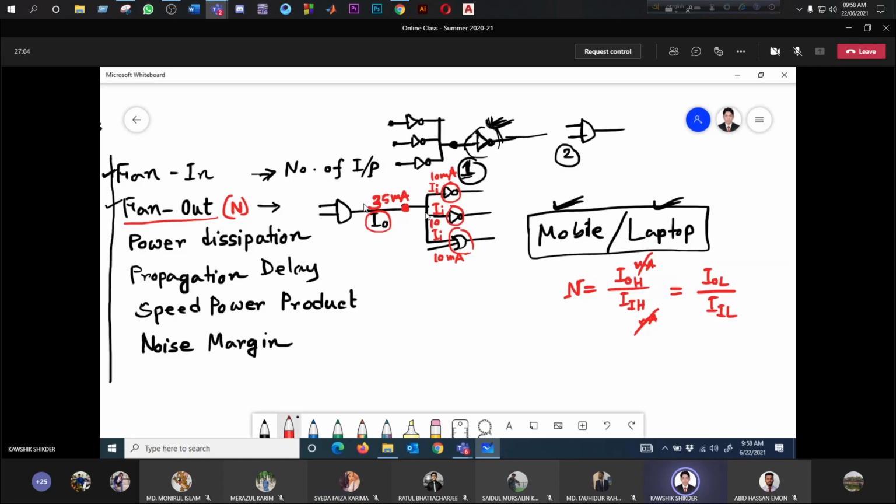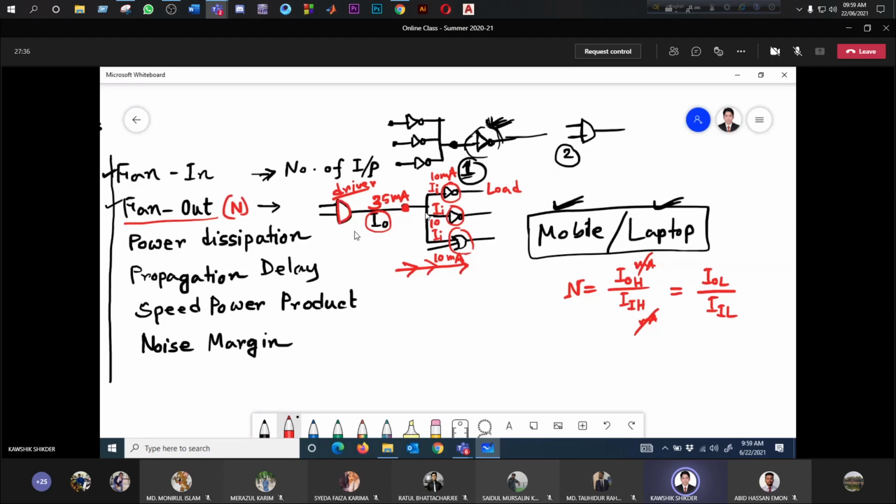So this is known as the driver gate, which is driving the load circuit, and this is known as the load gate. Is it clear? The driver gate and load gate. So for high state, the direction of current is from driver to load. Okay, this is the direction of current. Driver to load.